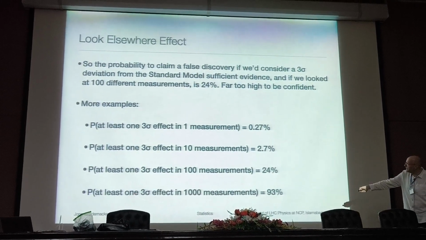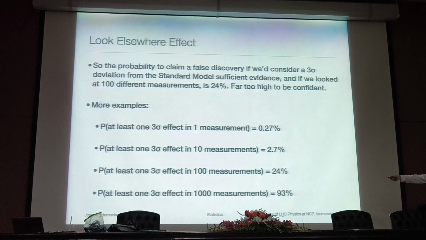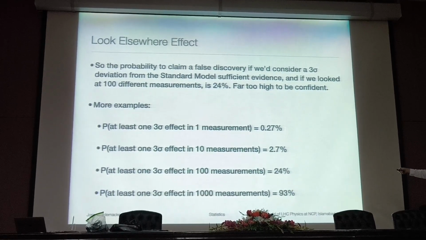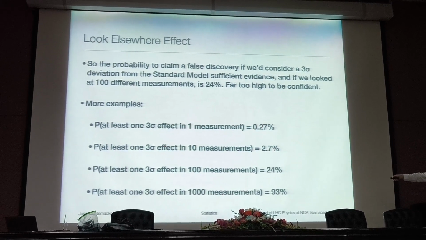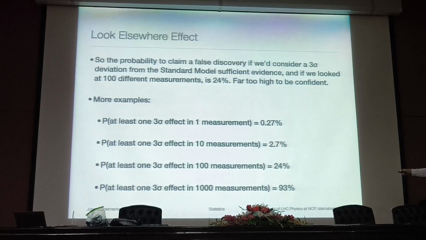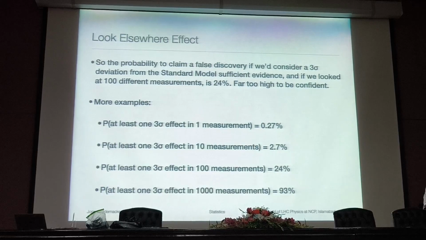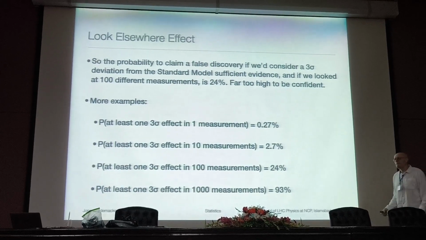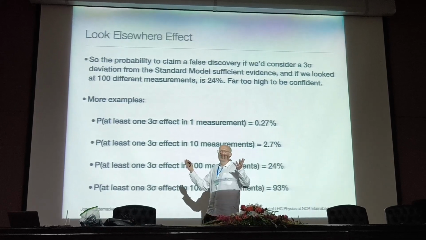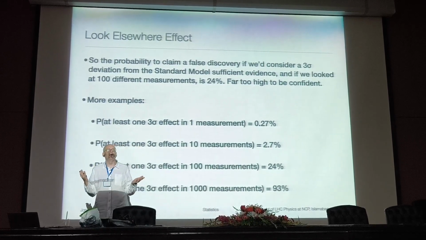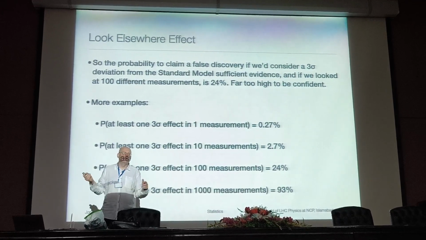Because it is important, I calculated a few more values for you. This is the first one we started off with: we have one measurement with a 3 sigma effect. That is 1 minus 99.73%, which is 0.27%. With 10, it's 2.7%. With 100, it's 24%. And if you do 1,000 measurements, then it's 93%. So you can be guaranteed that somewhere in our field, there's a bogus 3 sigma effect. It's really 3 sigma away, but it doesn't signify anything new, because surely we are doing more than 1,000 measurements in our field, right? There will be one of those.